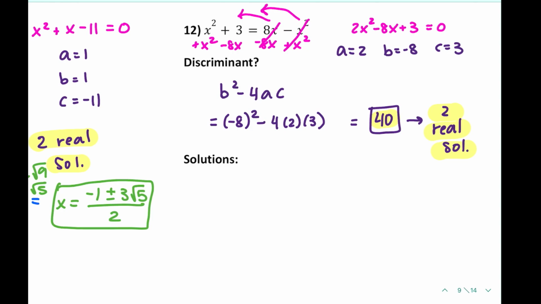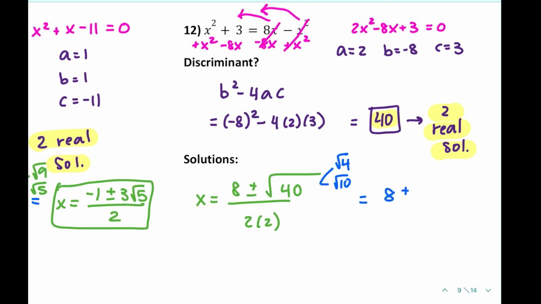So x equals the opposite of b plus or minus the square root of b squared minus 4ac, 40, all over 2a. So we have to remember we have a radical that needs simplified. 40 can be broken into 4 and 10. So really this is equal to 8 plus or minus 2 root 10 all over 4.